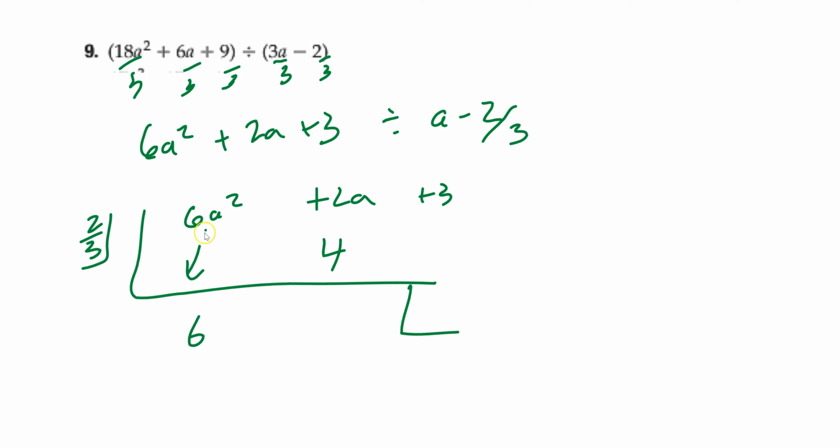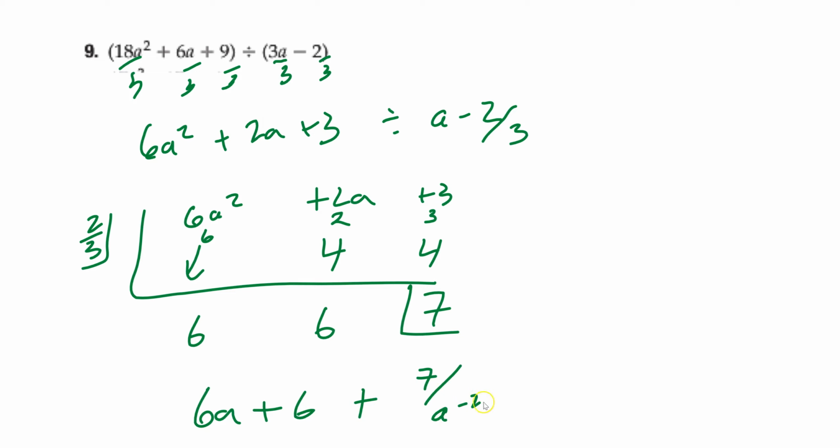Add down, again, we're doing the coefficients. I didn't write it because I'm lazy, but you're supposed to do coefficients. So you get 6. 6 times 2/3 is going to be 4 again. 3 plus 4 is 7. And again, 1 power less, so 6a plus 6 plus 7 over what we divided by, and we divided by a minus 2/3. Right, so again, totally fine answer. It's an equivalent fraction. We just reduced it, so that's all good.